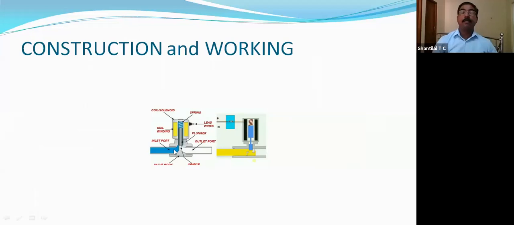When it is de-energized, that means it is off, what happens? The plunger moves downwards by its weight and closes the line. And with the pressure of the spring, it will not open.